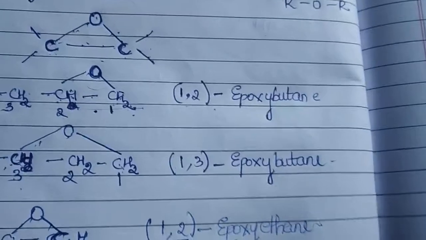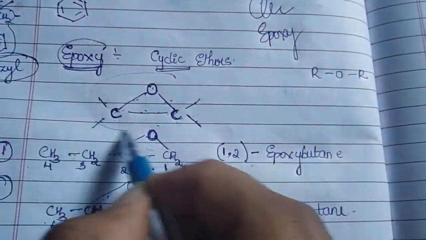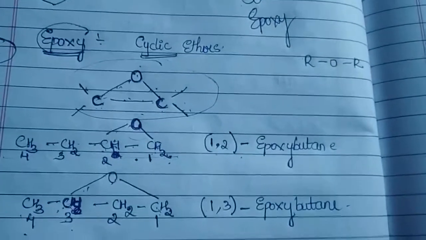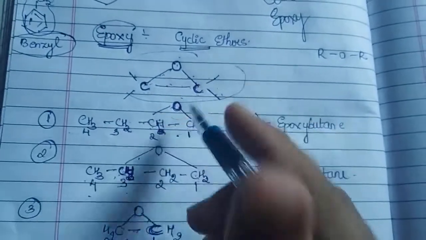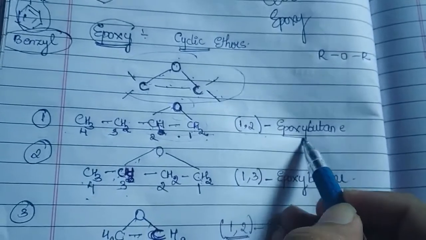How to name it? Epoxy means it's a type of cyclic ether. The general representation will be in this way. These parts can be alkyl, or even aryl, or even hydrogens. So you have to first see, okay, we have a cyclic ether over here. So what will this type of compound be called?